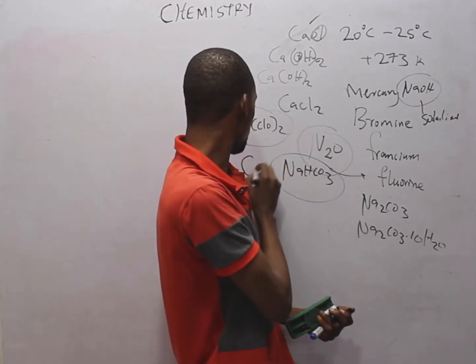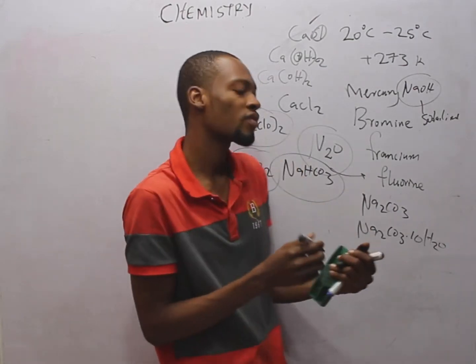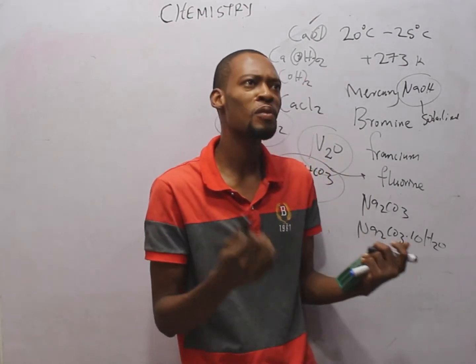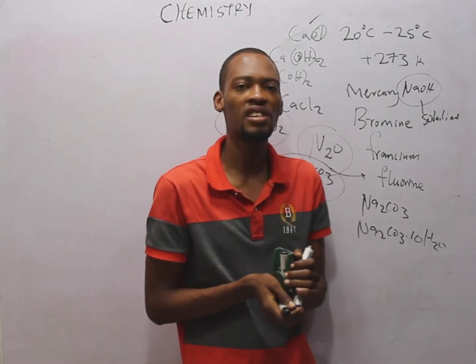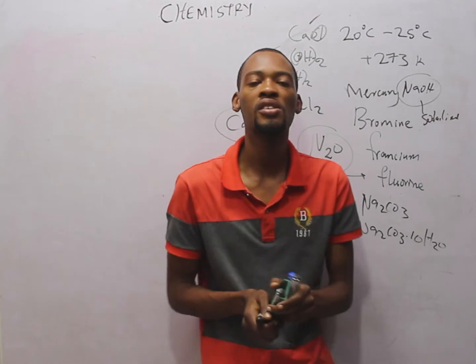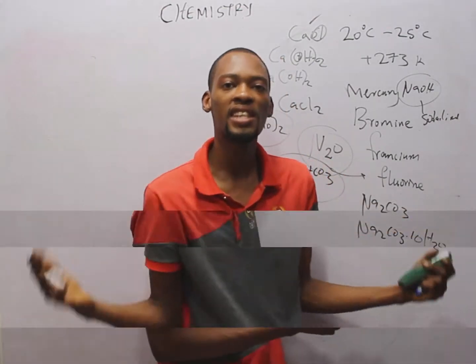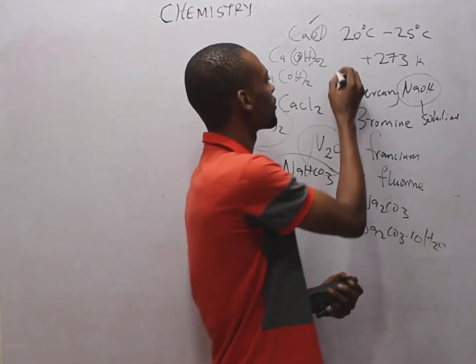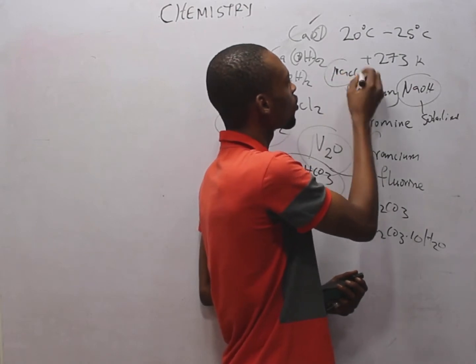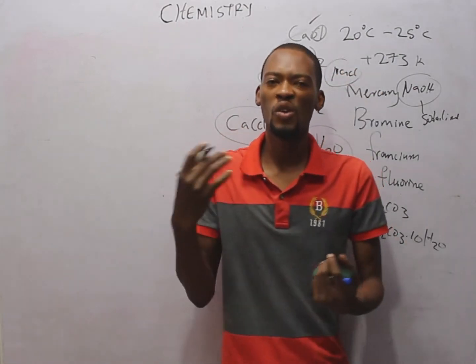You can also call CO2 dry ice. Yes, it can be dry ice. I think in this form of dry ice, we can use it as a refrigerant, in your refrigerator and air conditioning system. You can call sodium chloride common salt or rock salt.